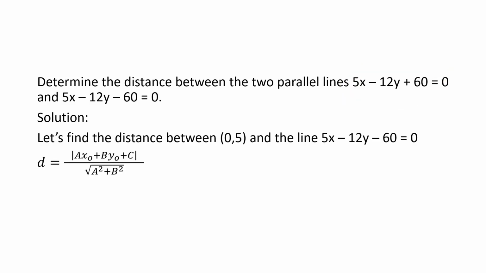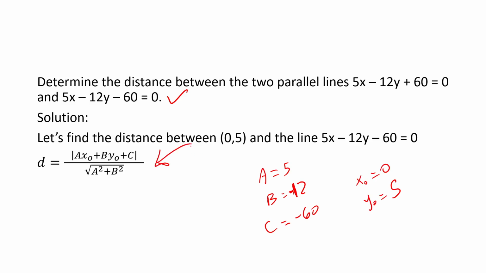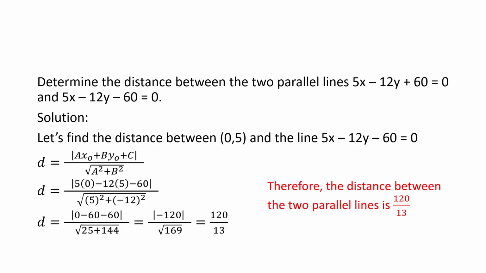So really all we need to do is find the distance between (0, 5) and the second line, which is the line 5x minus 12y minus 60 equals 0. So A is 5 and B is negative 12 and C is negative 60 and x naught is 0 and y naught is 5. And we plug those values into the formula shown right there. And when we do that, we get ultimately the absolute value of negative 120 over the square root of 169, which is equal to 120 over 13. And that's the distance between those parallel lines.